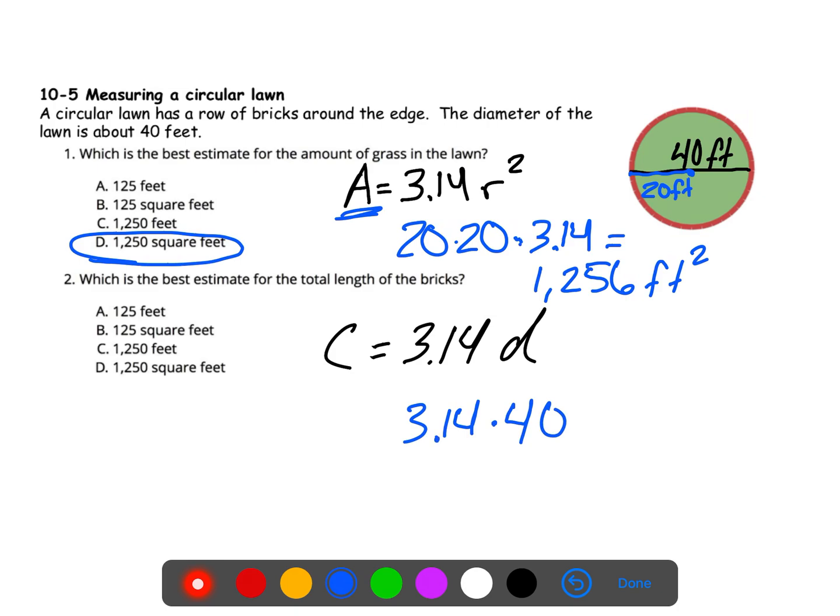So our circumference is 125.6. Circumference is just a distance. It's just a distance in a circle. So our distance is measured in feet, not square feet. And that gives us an answer of A.